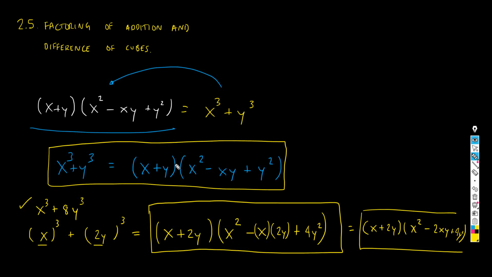We have this formula that you have to memorize. The best way to remember or read it is: if I have some first number to the cube plus a second number to the cube, the factorization of this expression, which is an addition of cubes, will be the sum of the first plus the second, times the first to the square minus the product of the first times the second plus the square of the second number. That's how you do it.